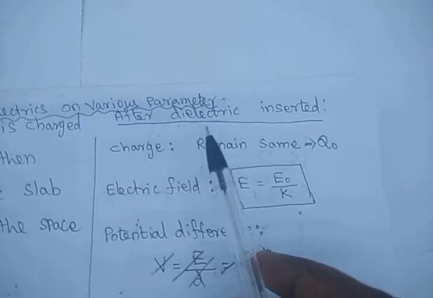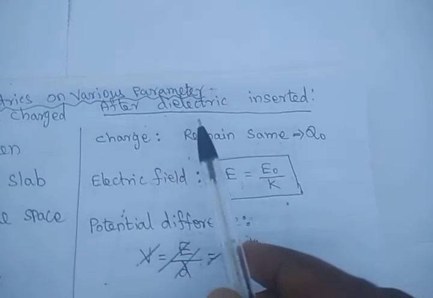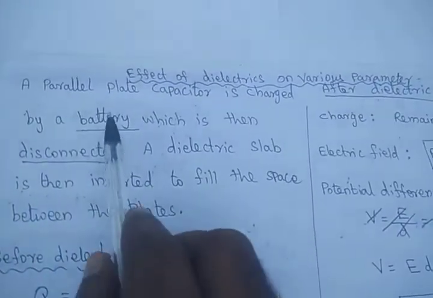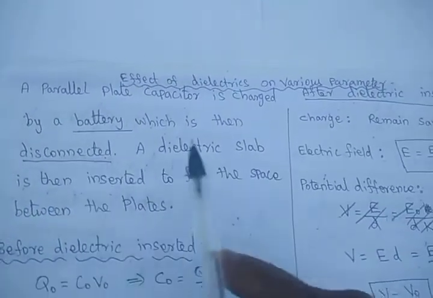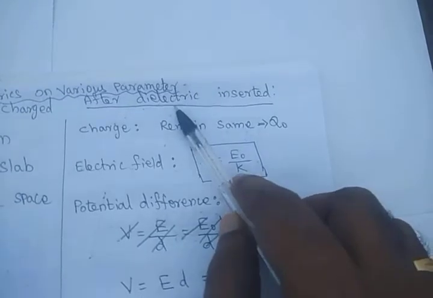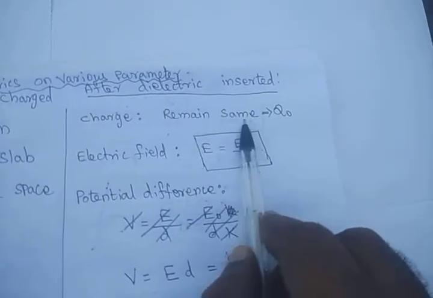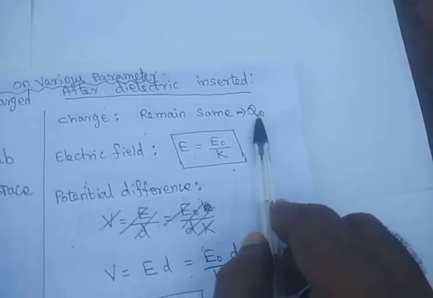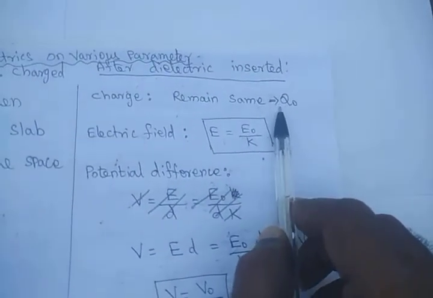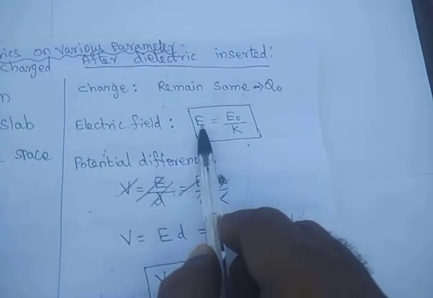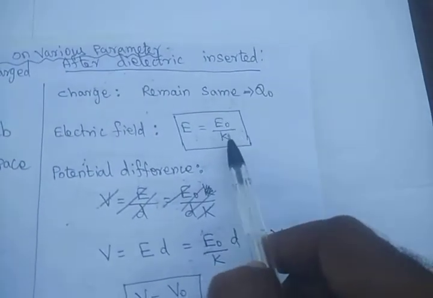Now the dielectric slab is inserted after the battery is switched off. That is the situation we initially considered. So after the battery is switched off, the dielectric slab is inserted, which means there is no change in charge. The charge will remain Q0 only, because the battery is switched off. Then what is the change in electric field?